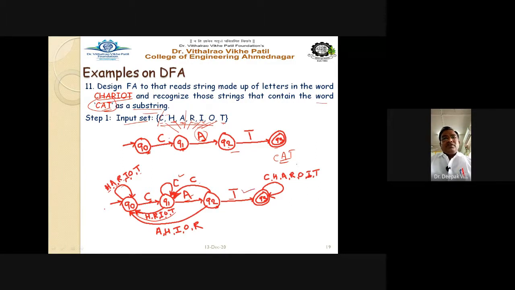For Q2, T is over. Now take C to this Q1, because here you will get CAT, and excluding C and T, all other inputs must transfer to the Q0 state. And finally, Q3 is the final state. Then all inputs can be taken at the final state, because taking any input at the final state does not affect CAT as a substring. For example, H: it becomes CATH, but CAT still remains a substring without getting affected. So this is the case.